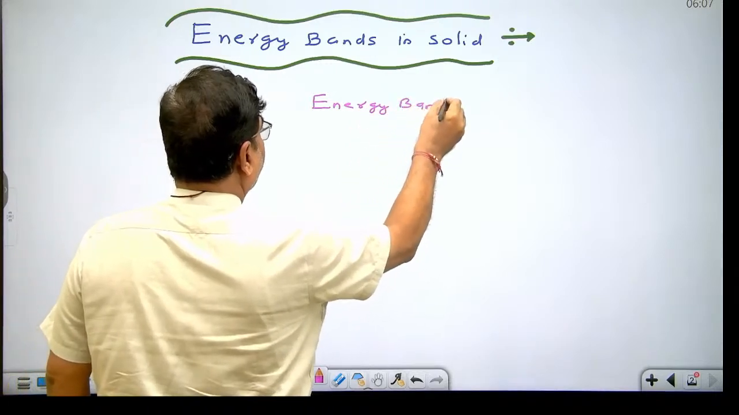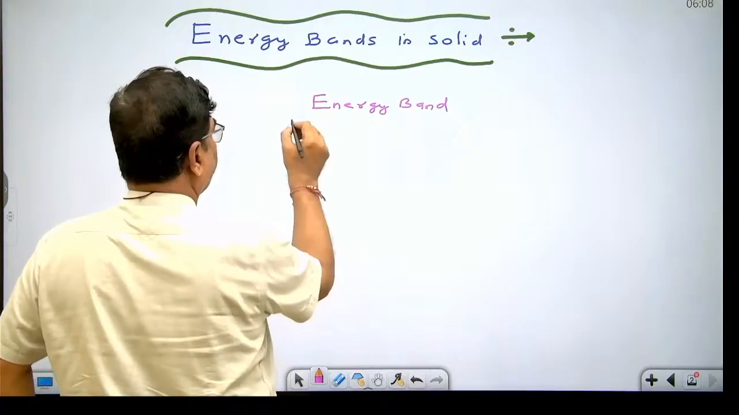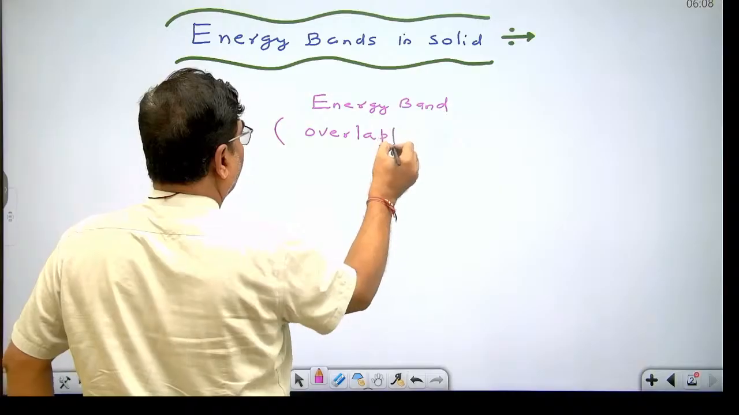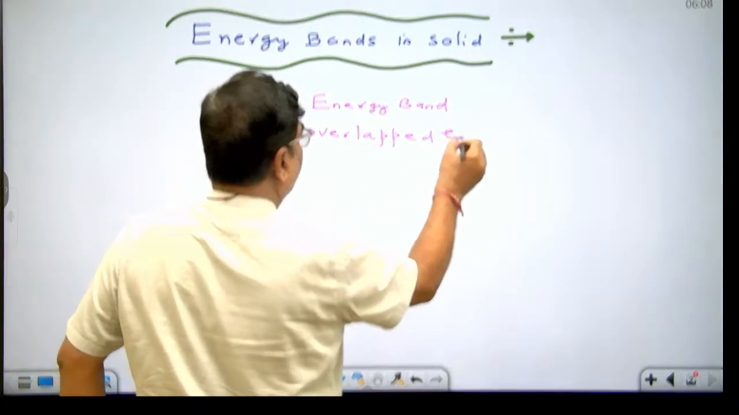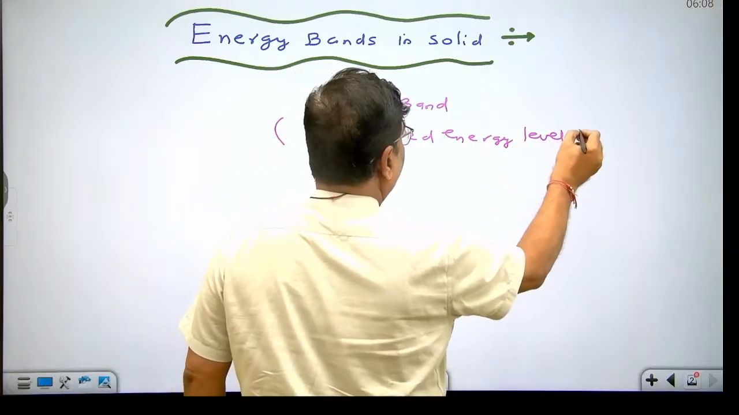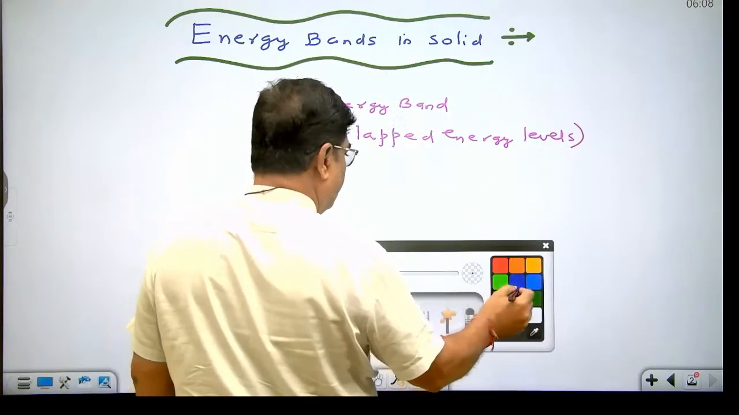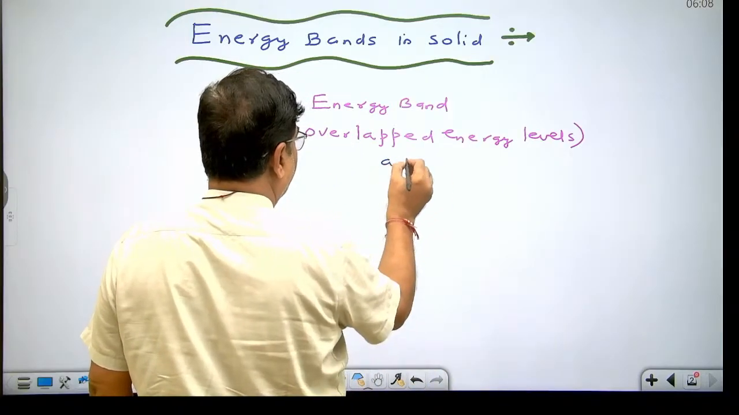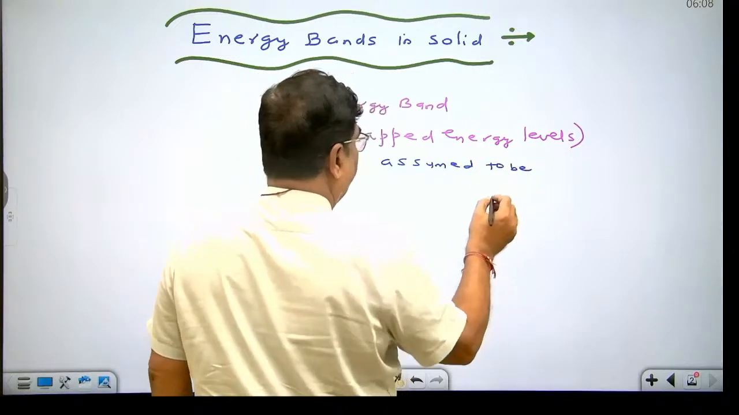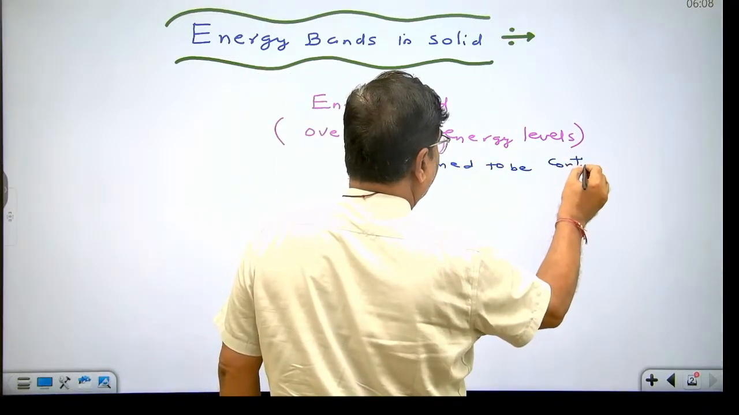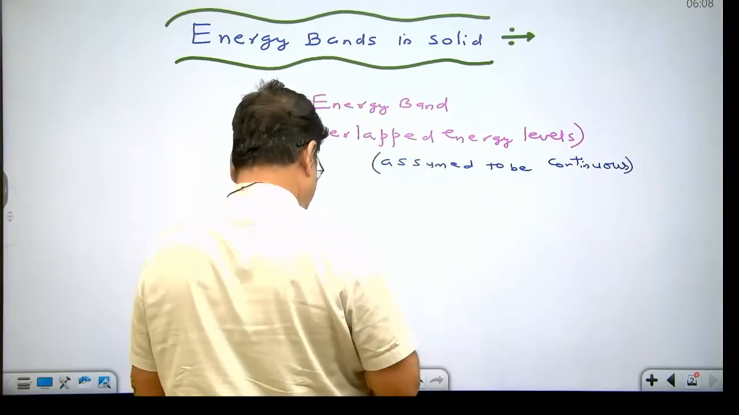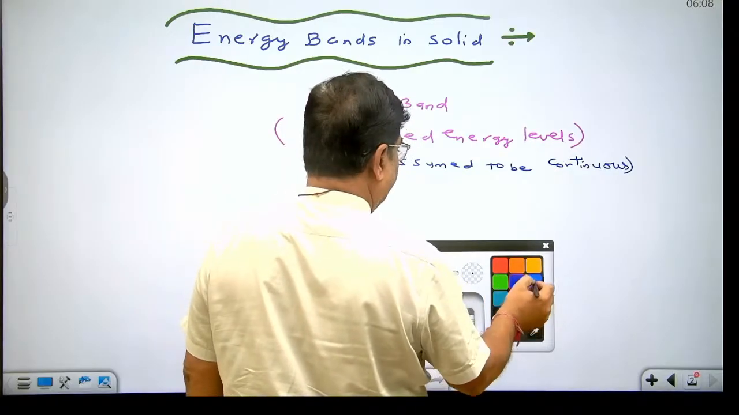Energy band. And from practical consideration, we assume energy band to be continuous. Overlapped energy levels are termed as energy bands and they are assumed to be continuous. In reality, they are not continuous, but they are assumed so because the separation between energy levels is negligibly small.